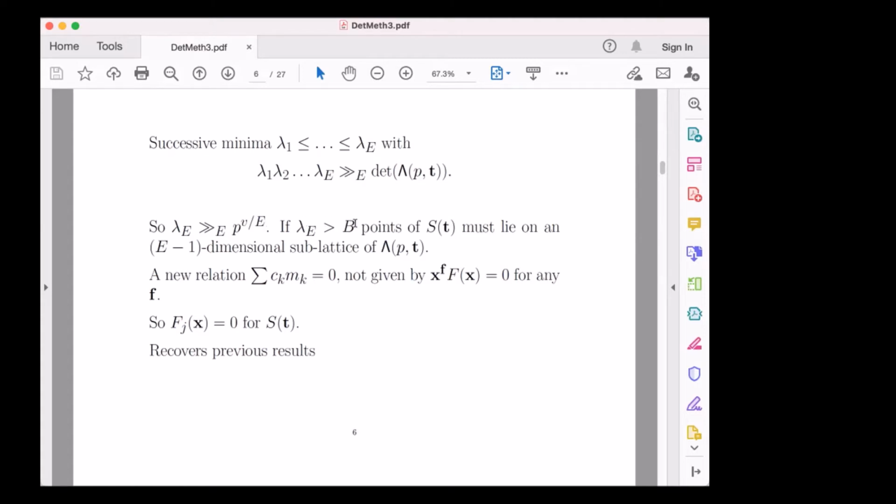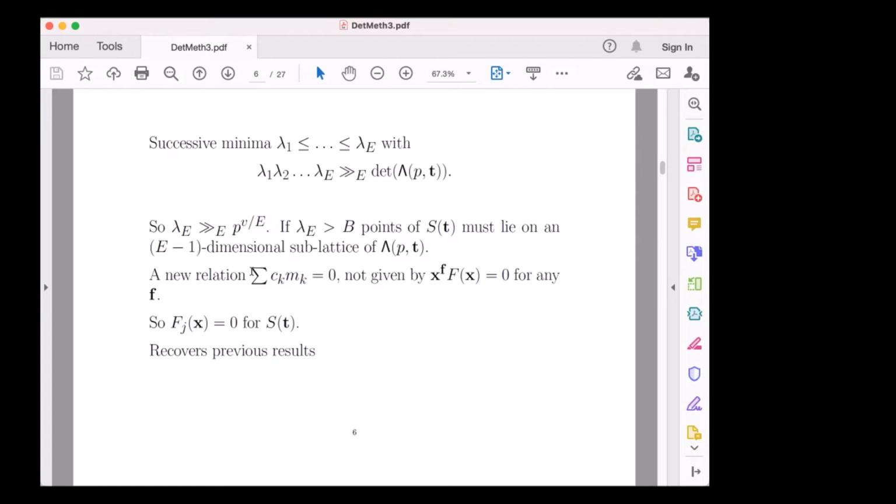And indeed, if it's bigger than capital B, that's larger than the size of any of the points we're interested in. And that's enough to ensure that the points of ST must be on a further sublattice defined by the vectors corresponding to lambda 1 through to lambda e minus 1. There can't be a component in the lambda e direction because that would be too big. So this argument with successive minima actually produces a sublattice of the original one.